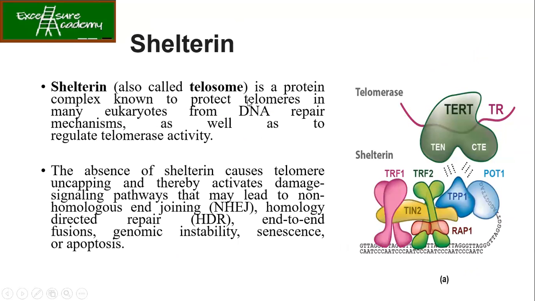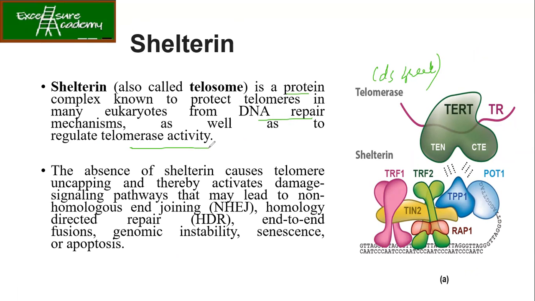Okay. Now talking about the shelterin. So shelterin is really very important. Okay. If possible, try to remember the components of the shelterin. If not the function, but at least the components. It is also known as a telosome. It's a protein complex which is known to protect the telomeres in many eukaryotes from the DNA repair mechanism. Why? Because otherwise it will think that it is a double strand break. Okay, and it might undergo DNA repair. So to prevent that, we need this shelterin complex also.